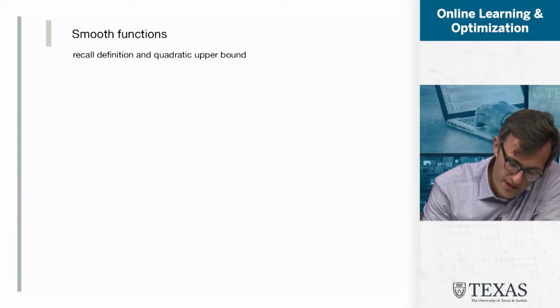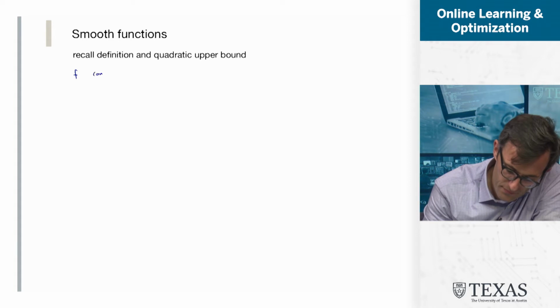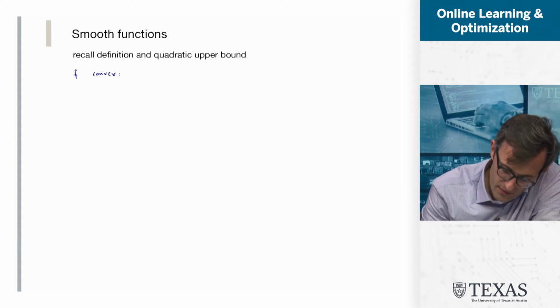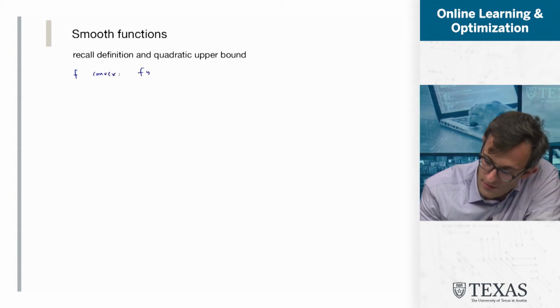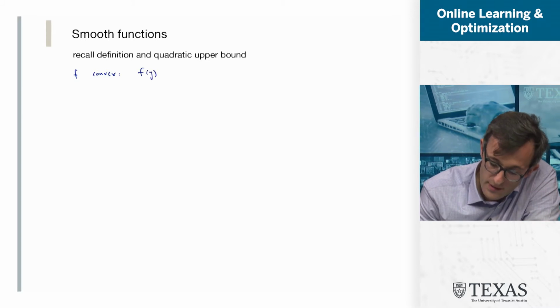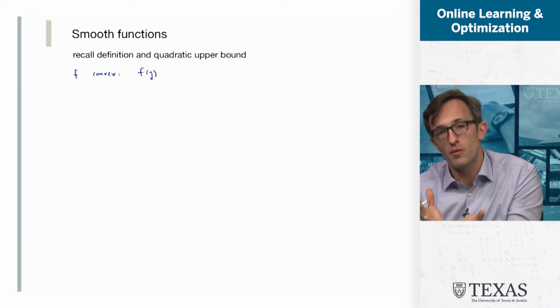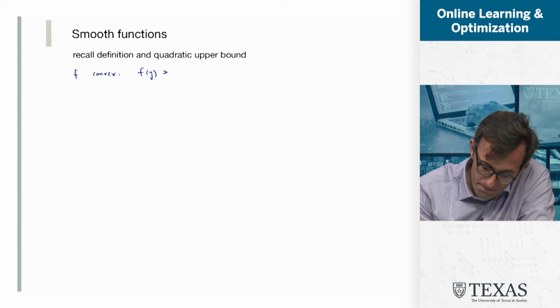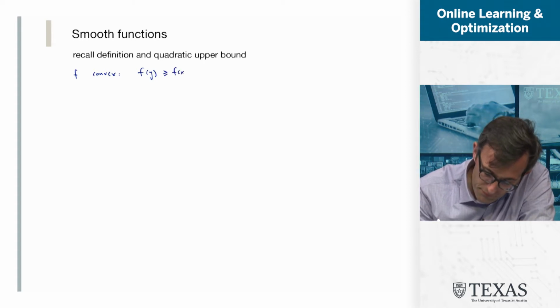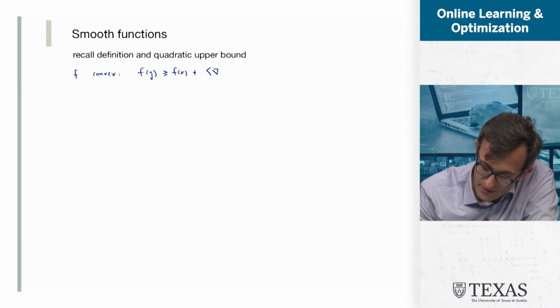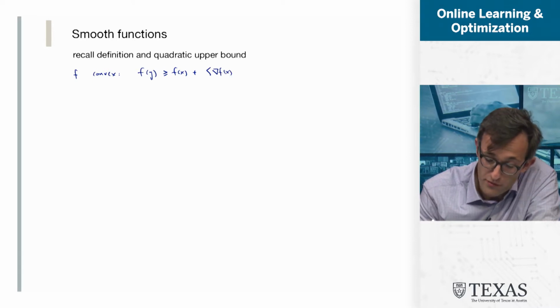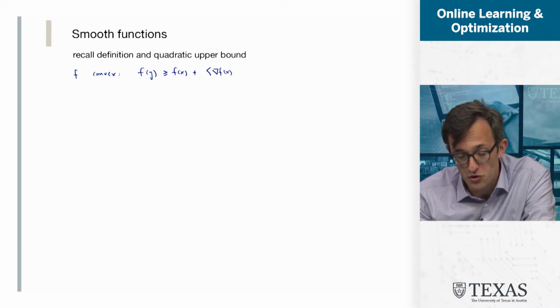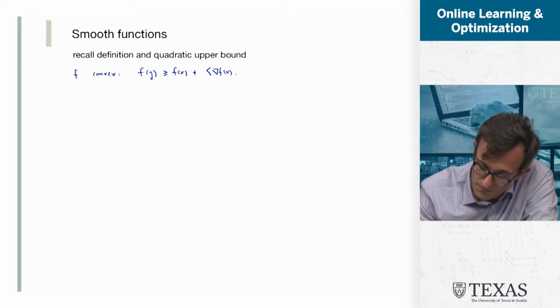A function is convex if f of y is lower bounded by a linear approximation. This is our basic definition of convexity that holds whether we're differentiable, as is the case for a smooth function, or whether we have to work with a subgradient, an element of the subdifferential.